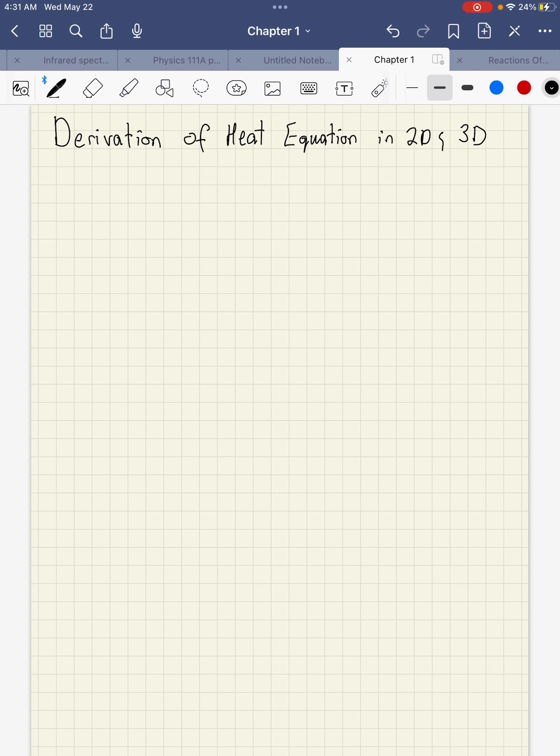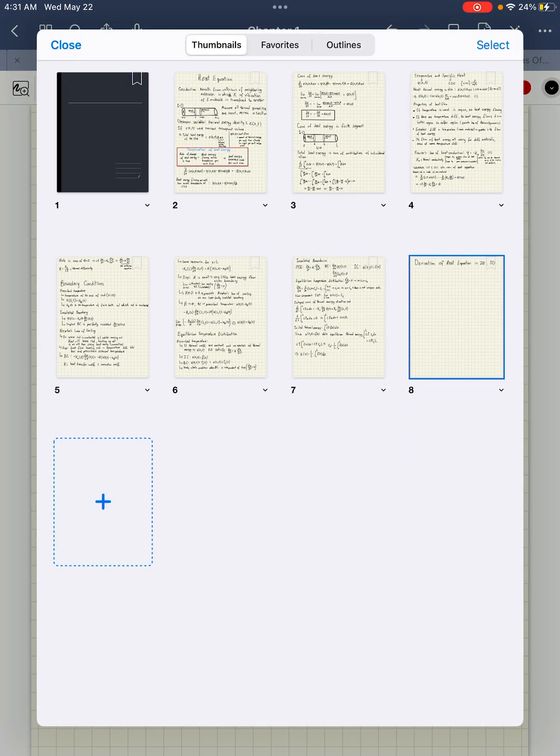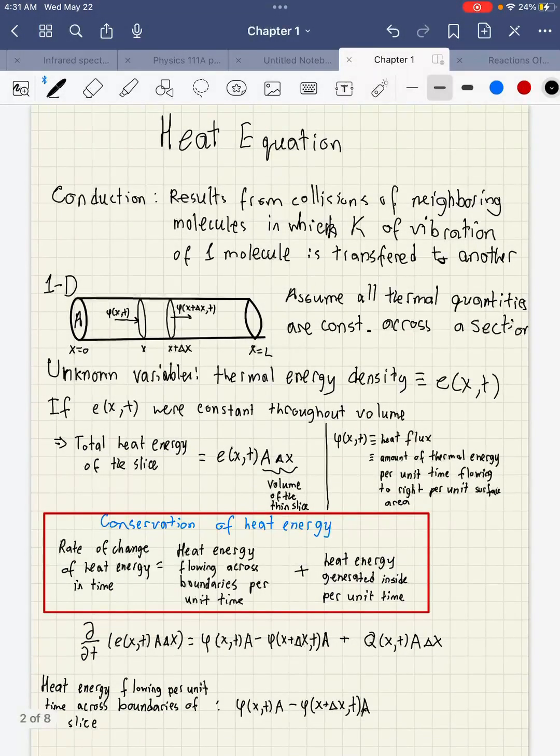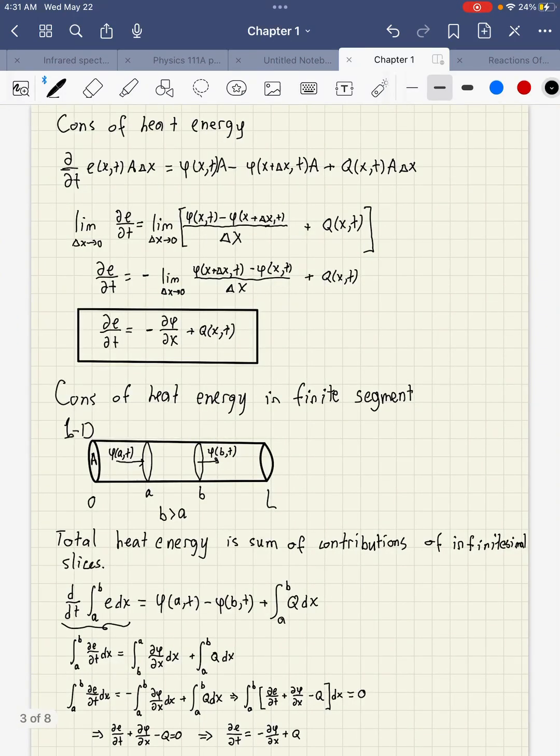Today we're gonna discuss the derivations of the heat equation in 2D and 3D dimensions. So recall what we have done in the first two lectures. First, we derived the heat equation using basic concepts that we know from physics and chemistry, and we try to construct our partial differential equation.